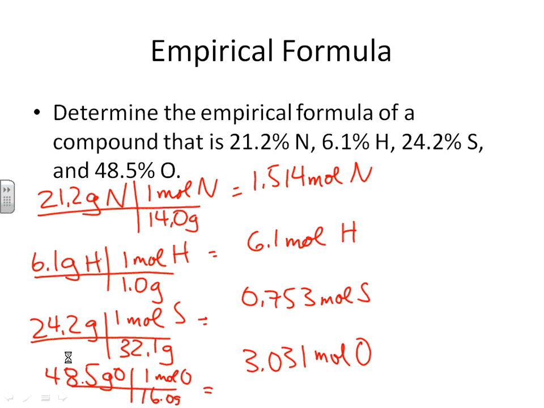Now, at this point, you may or may not be able to see the mole ratio. If you do see the mole ratio, great. You can kind of just go straight to the empirical formula, meaning the integer mole ratio. If you don't see the mole ratio at this point, then you want to go to the next step, which is locating the smallest number of moles, which is the sulfur, and you're going to divide every value by that, because that's how we get ratios realistically if we have decimal information. So we're going to divide everything by 0.753.